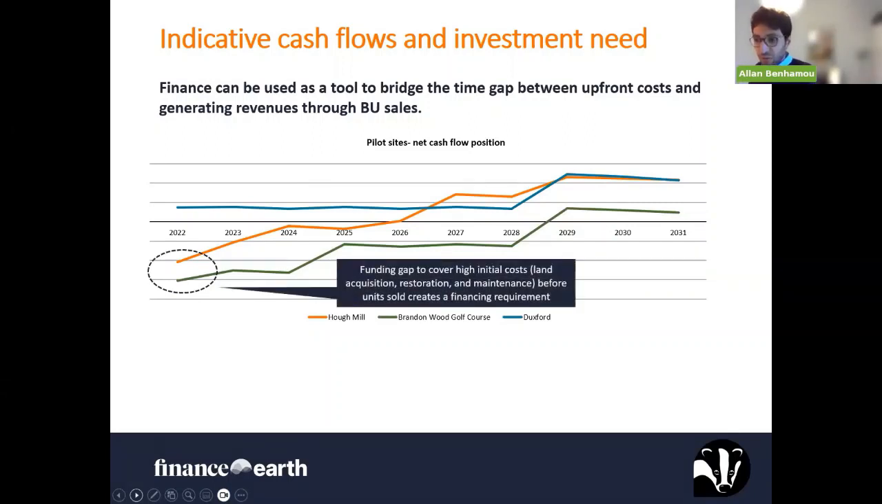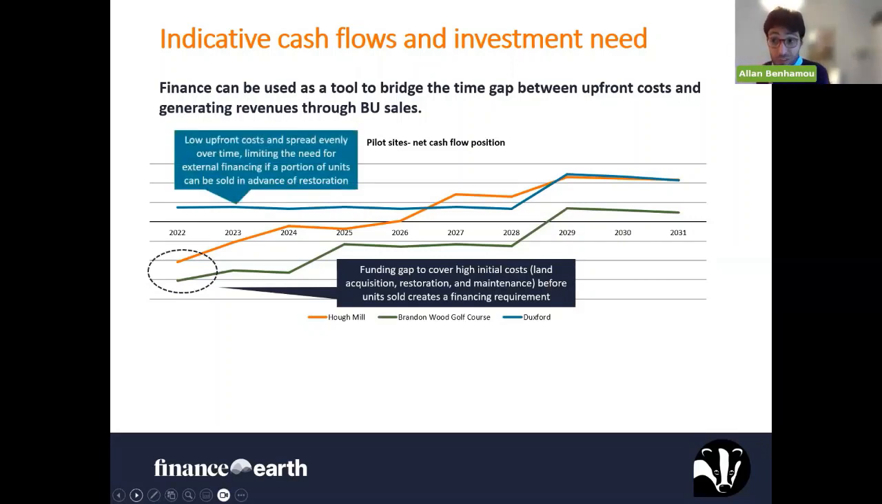As you can see here, for two specific sites we realized that there were quite high funding gaps that would be needed to cover the initial cost. In some cases, land acquisition, in some, land restoration and maintenance for the first few years before any units are sold, or before a meaningful number of units can be sold. In other cases, for the Giebelt site, because it was rewilding, it implied a low upfront cost, and costs which are spread more evenly over time, which limited the need for external financing if a portion of units can be sold in advance of restoration, and that's effectively what happened.